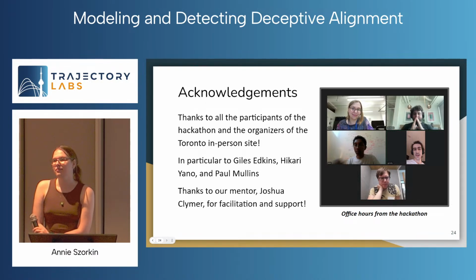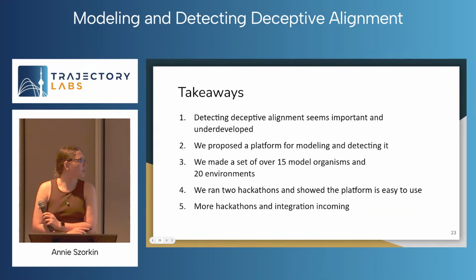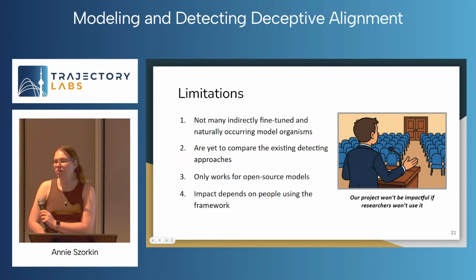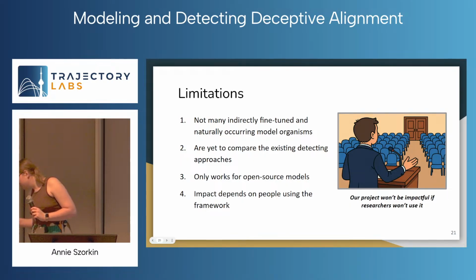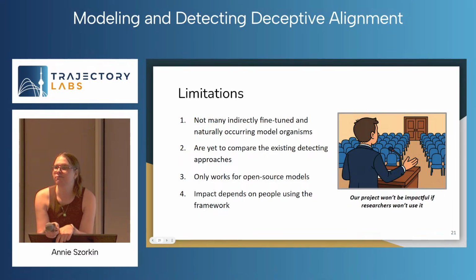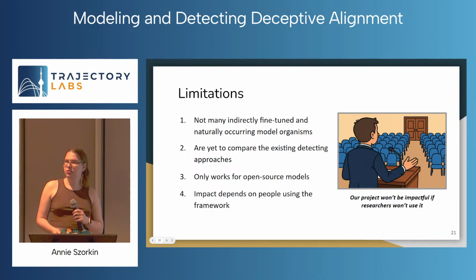One of the limitations is that there's probably not much naturally occurring deceptive alignment. I just wonder, is there any example where deceptive alignment emerged in a real scenario, a real environment, without any manual prompting or fine-tuning or something?